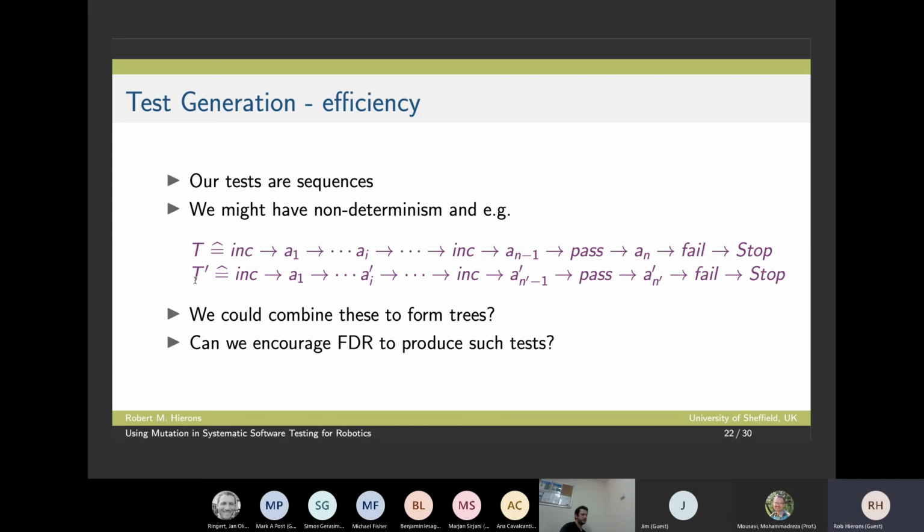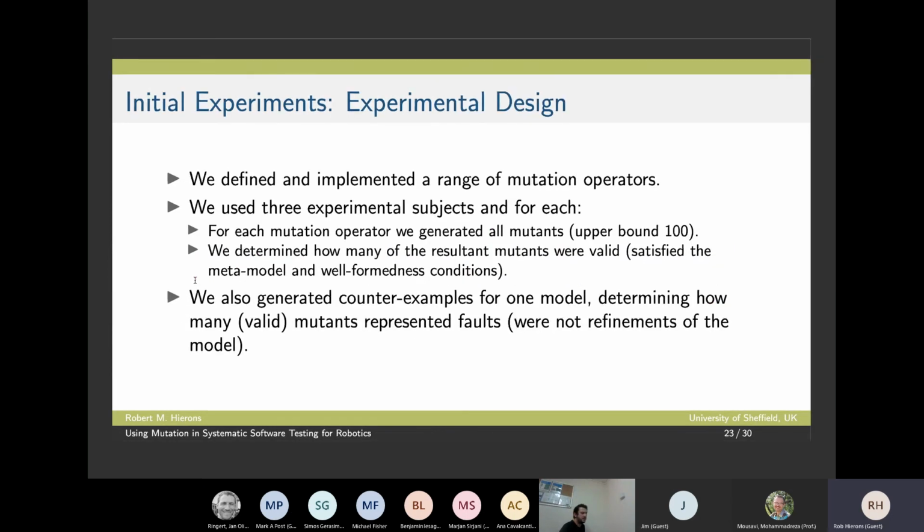An open question, very open for me because I don't know FDR well enough, is can we encourage FDR to produce such test cases? Is there some nice trick that can be applied? I will leave that to the FDR experts to look at some point, hopefully. So that's very much future work. Okay, so that's the approach.